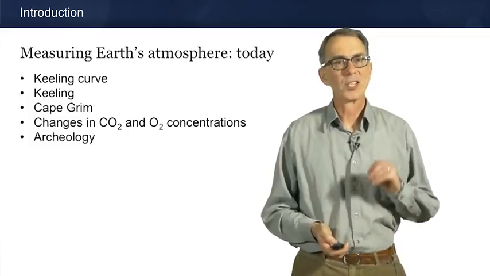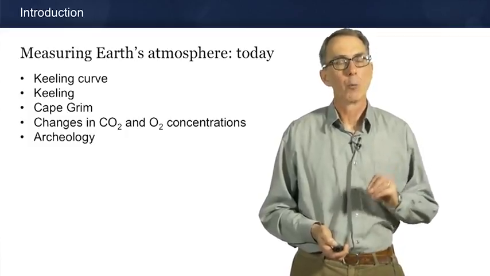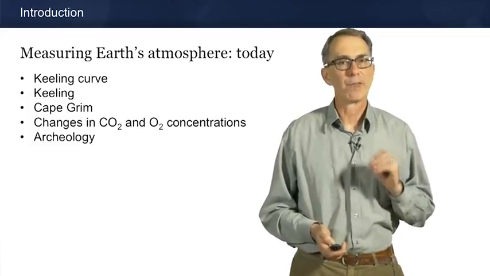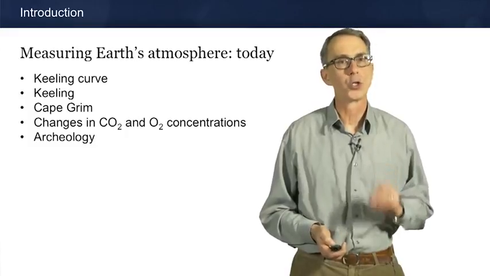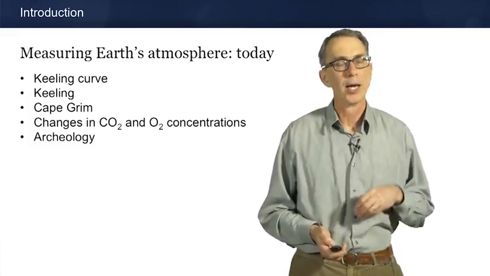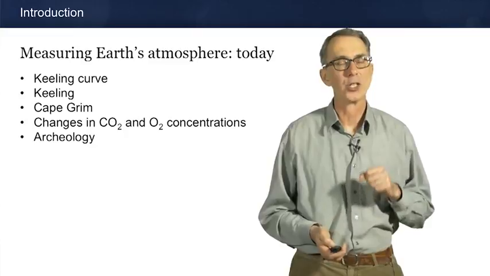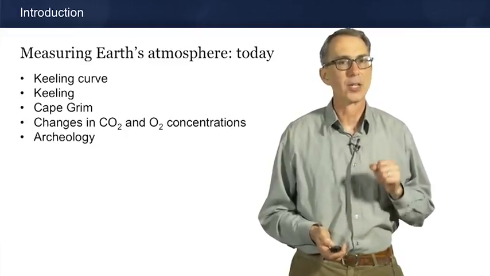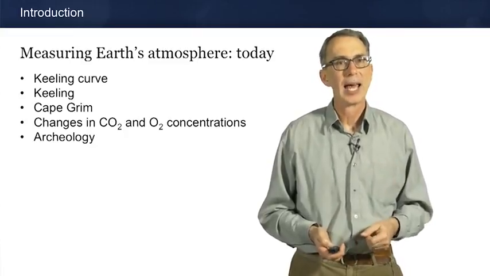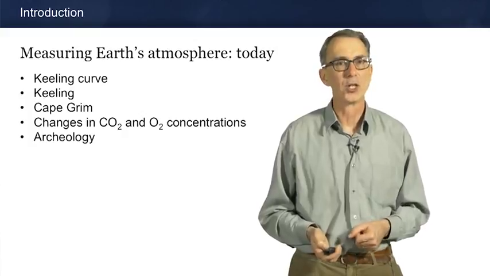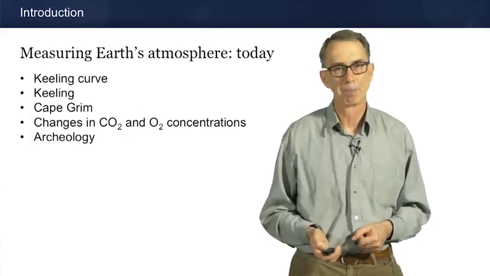So we're going to look at something called the Keeling curve, which Dave Keeling was the first scientist to take long-term observations of carbon dioxide. We're going to look at carbon dioxide observations at a site in Australia over a long period, and then understand some of these changes in carbon dioxide and oxygen.